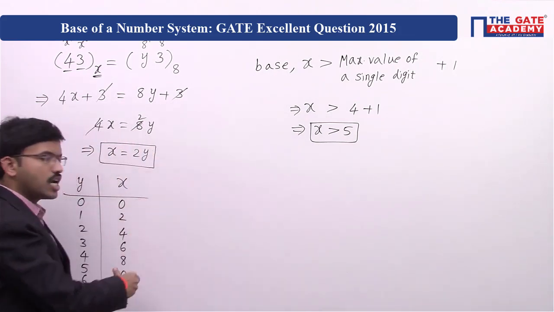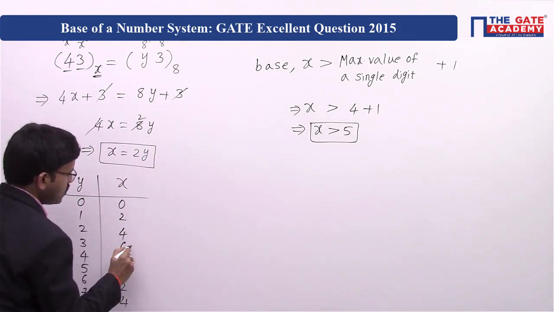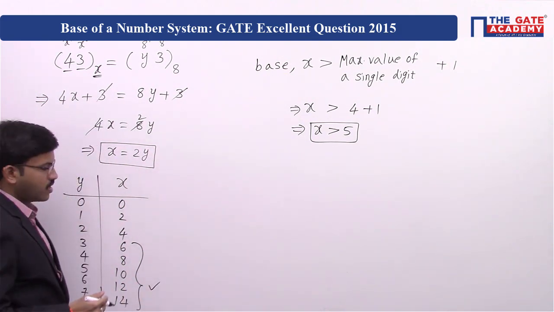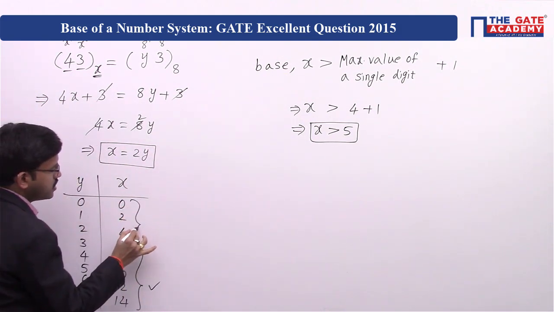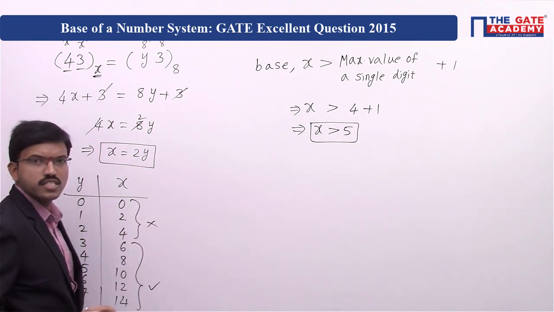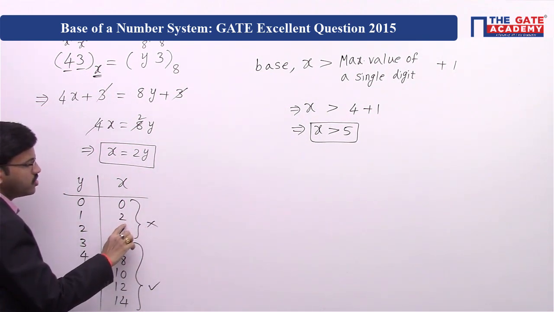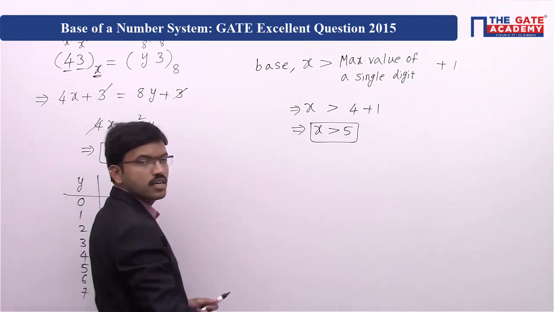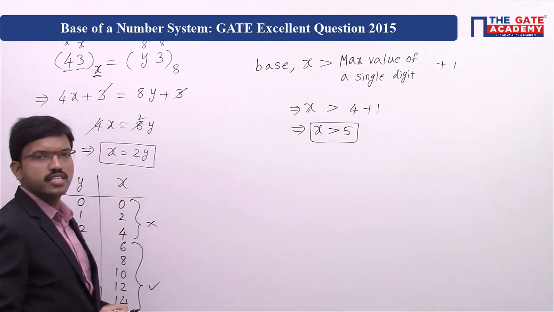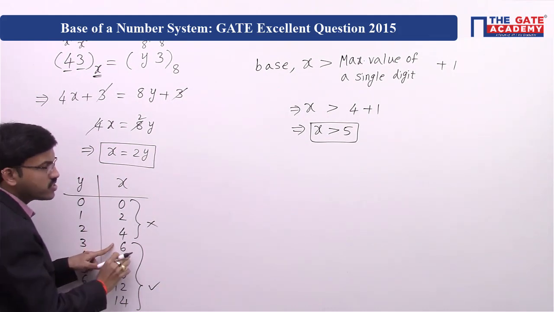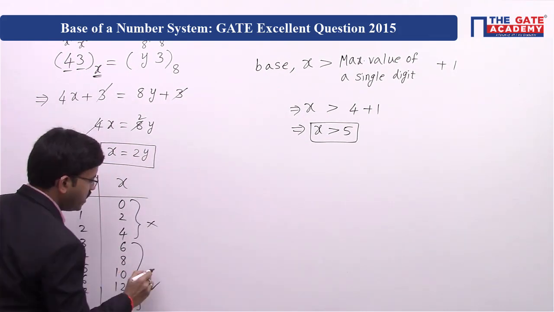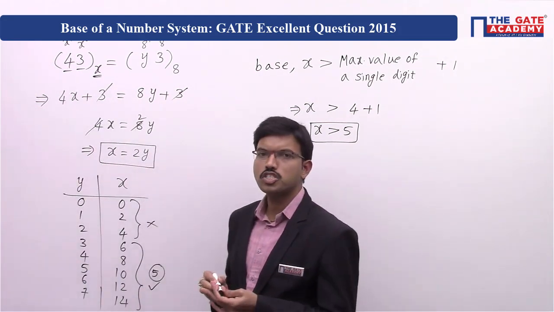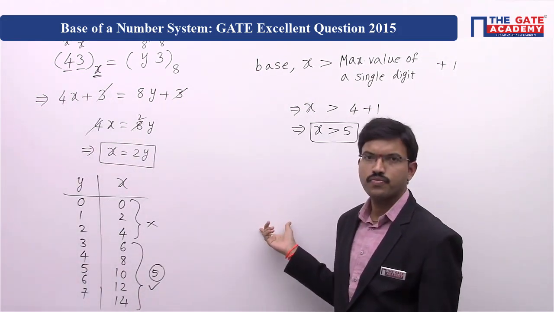Now you can see this tabular form. Only these 5 combinations will satisfy. What about these 3 combinations? They will not satisfy. Here x value is 0, 2, 4. These are less than 5. These are not satisfying this particular condition, x is greater than 5. Only these 5 values are satisfying this relation, right? So that means the number of possible solutions is 5.